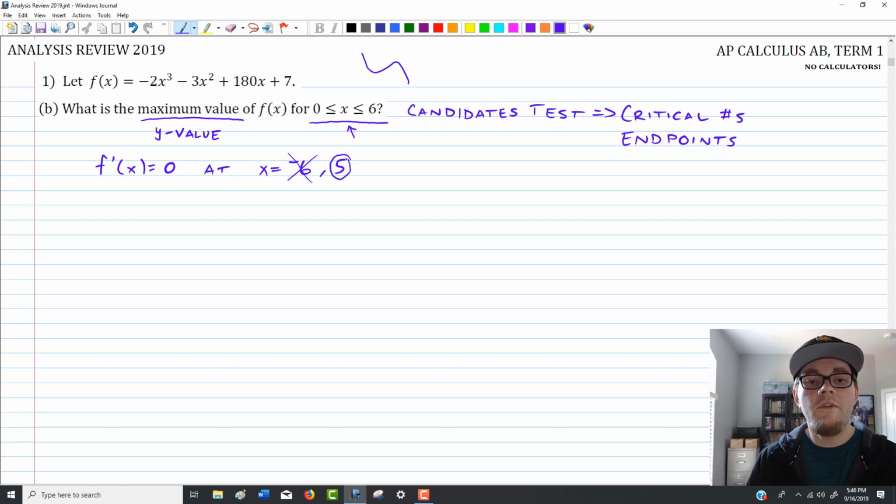So we're going to carry x equals 5 with us, and then in addition, we'll grill the endpoints themselves. I'm a little bit hungry, so grilling it makes them sound kind of good. The endpoints themselves are 0 and 6, and we'll look to compare those y values as we look our way through.